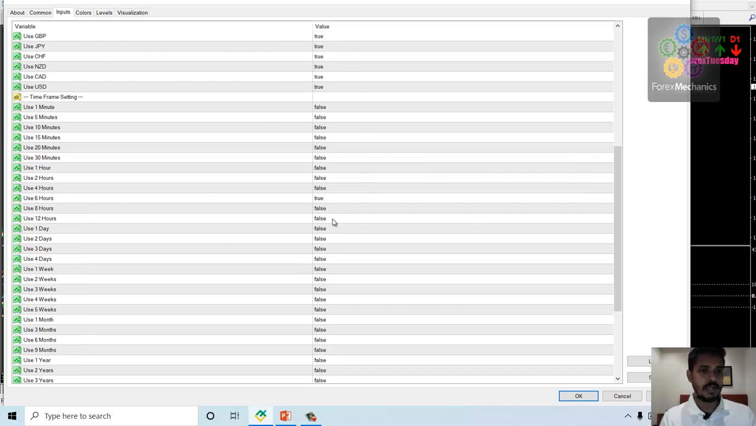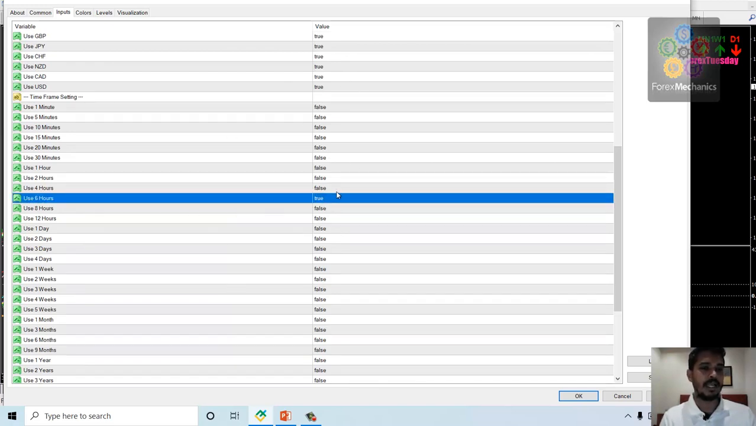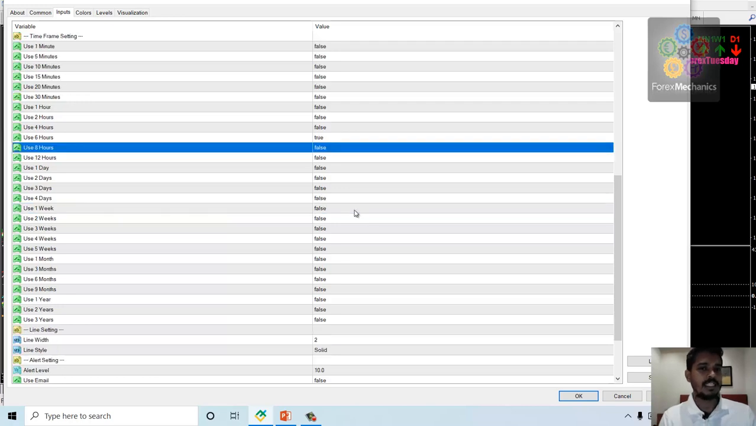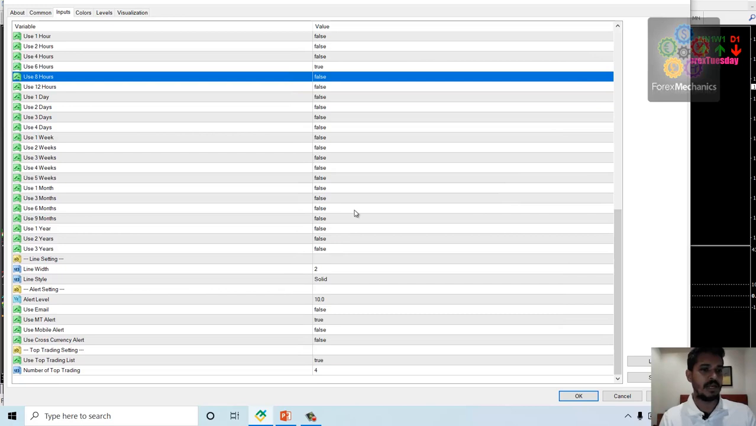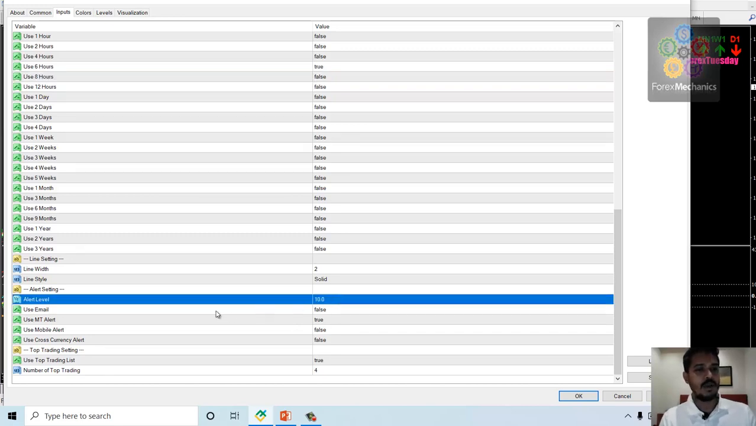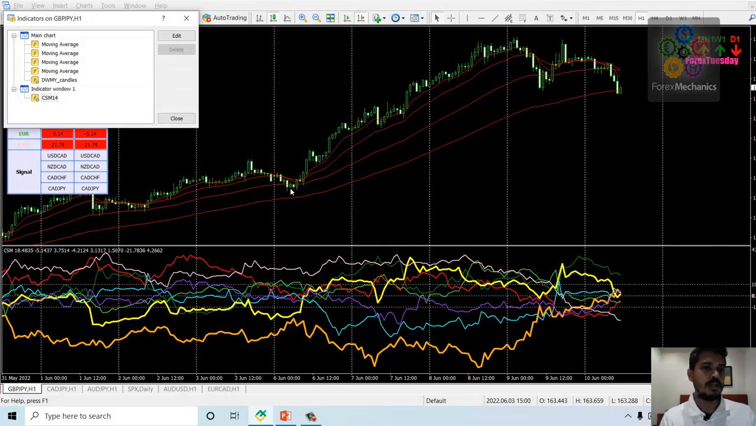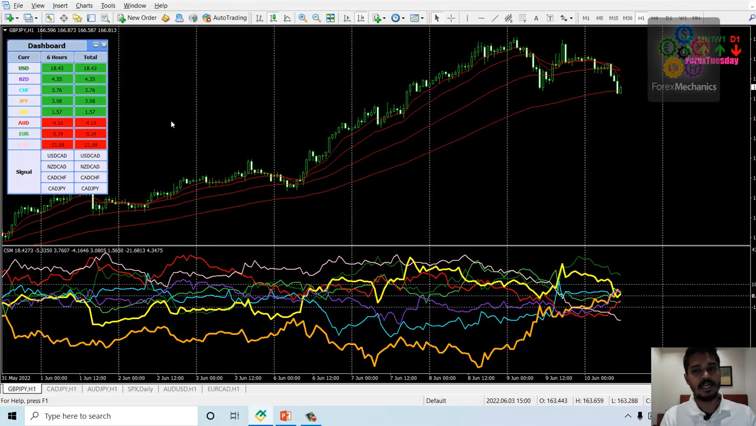Here there are multiple time frames, but the time frame that I personally like is a 6-hour time frame. This is the time frame I like, and I use this time frame, and I recommend this time frame. You can change the width. It has got MT4 alerts, so you have some sound alerts in case you want to track, and then you have some alert level as well, right? So very basic settings, but all said and done, what is important is the information that it gives you.